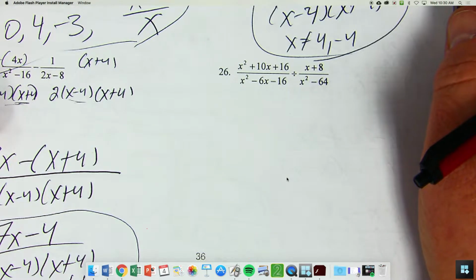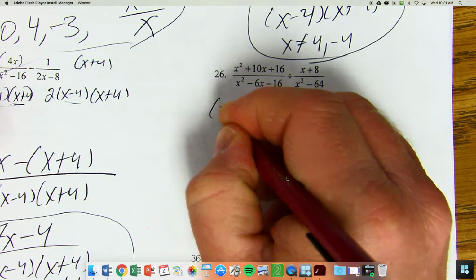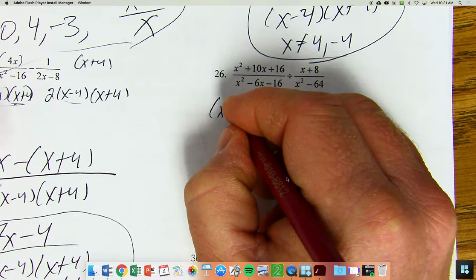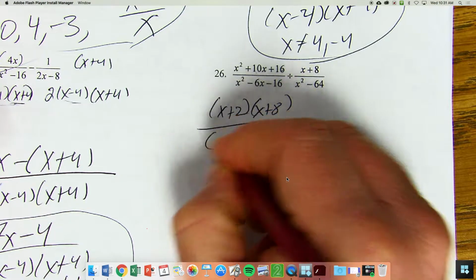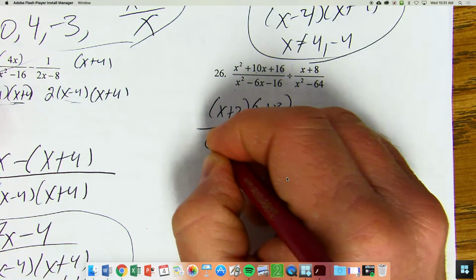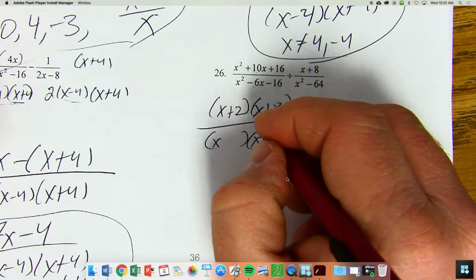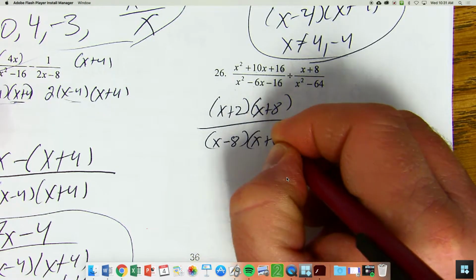Okay, here we go, 26. Factor everything. Hippo butt, x squared is what times what? Factors of 16 to add to 10. That's going to be 2 and 8. Hippo butt, x squared is what times what? Factors of negative 16 to add to negative 6. That's going to be negative 8, positive 2.